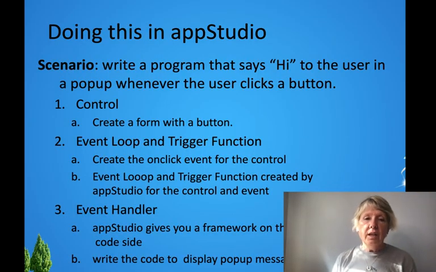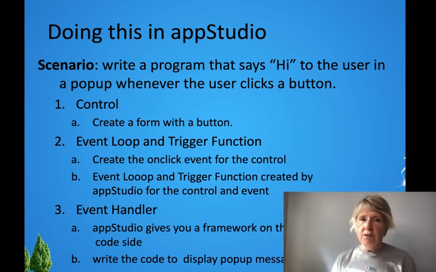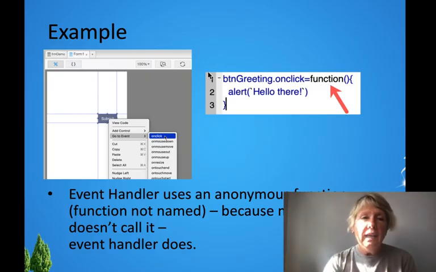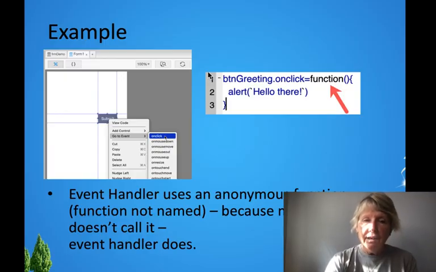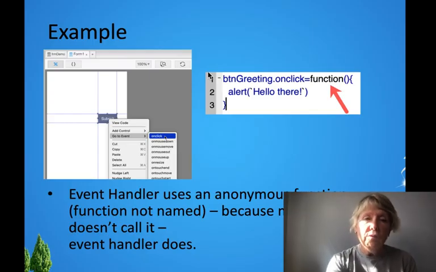And then you will have an event handler, and App Studio will give you a framework for this. It'll create that when you create the event, and then you write the code in it for your event handler. So let's look at an example. Here on the left we have App Studio, and I have a form with a button on it. I right-clicked on the button so that I could create the event for that button. The first menu says Go to Event. So I pick Go to Event, and on the right are listed all the events for whatever control I have selected, in this case button. I'm going to pick on click.